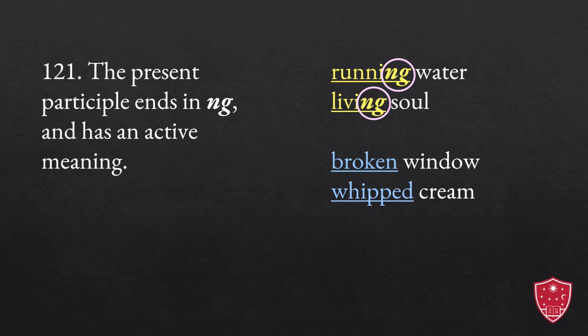In the two yellow participles, which are present participles, notice that the ending is ng, just as Article 121 tells us. I've put a pink circle around the endings, ng in running and ng in living. You can see that the present participle ends in ng, and it has an active meaning. The water is running. The soul is living. There's an active meaning, and these are present participles. We can identify them very easily because they end in ng in English.